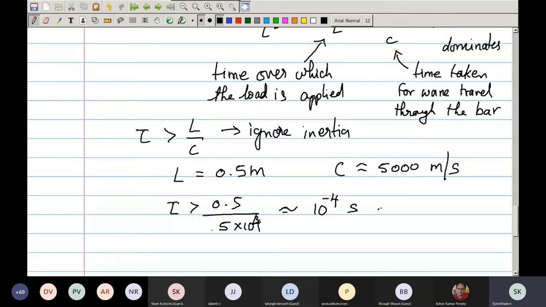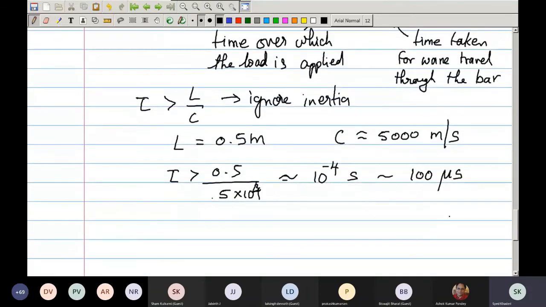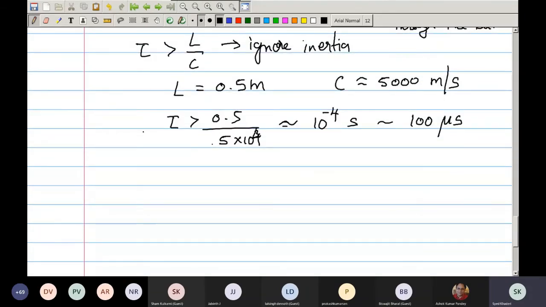So this is about 100 microseconds. This is how fast you should apply a load so that you have to include inertia. Otherwise, you can simply ignore the inertia and still use statics. There are a few comments I want to make here. One is this time: it depends on the mode of loading.